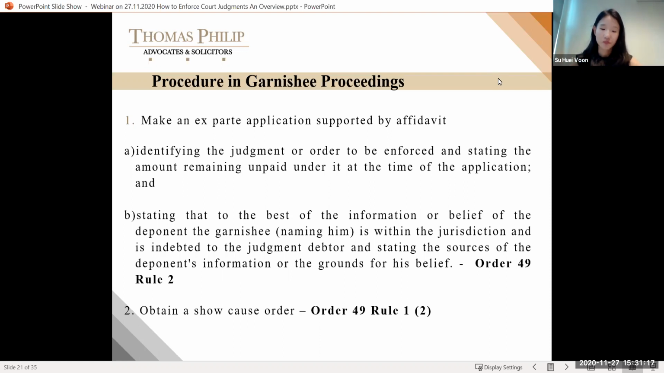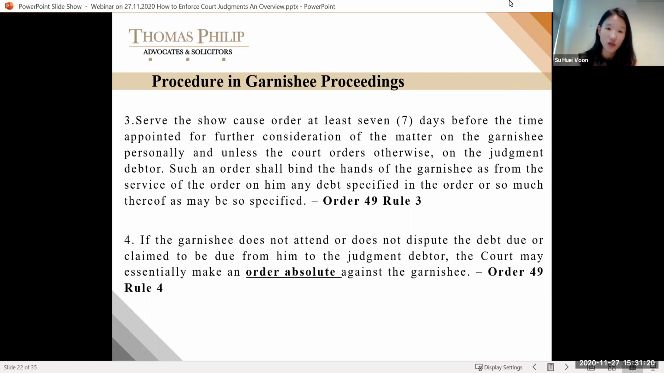After you get the show cause order, you serve it at least 7 days before the court hearing. You will serve it on the Garnishee, usually the bank, personally, and unless the court orders otherwise, you also serve the show cause order on the judgment debtor. The effect of this show cause order is that it shall bind in the hands of the Garnishee, as from the service of the order on him, any debt specified in the order, or so much thereof as may be so specified. So whatever amount is stated in the order itself.